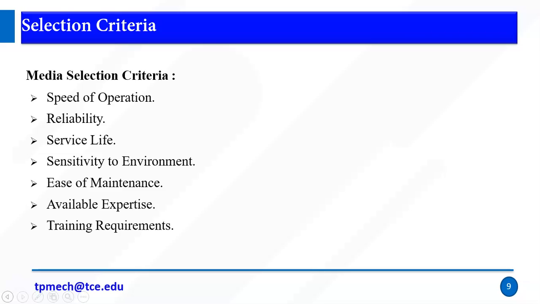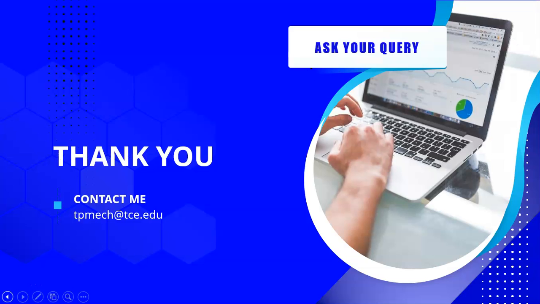For ease of maintenance, pneumatic is a better one. Hydraulic is somewhat difficult. Available expertise, right? Again, it may be the labor or it may be the resources, so you can choose whichever is available. The training requirements. So these are some of the selection criteria to select the media. The media may be hydraulics or it may be pneumatics, right?